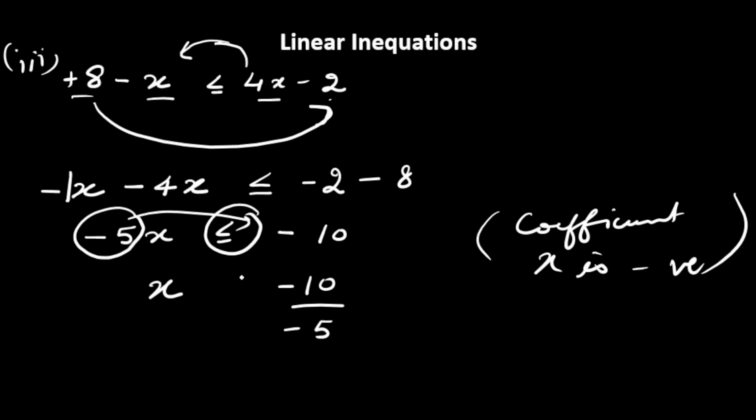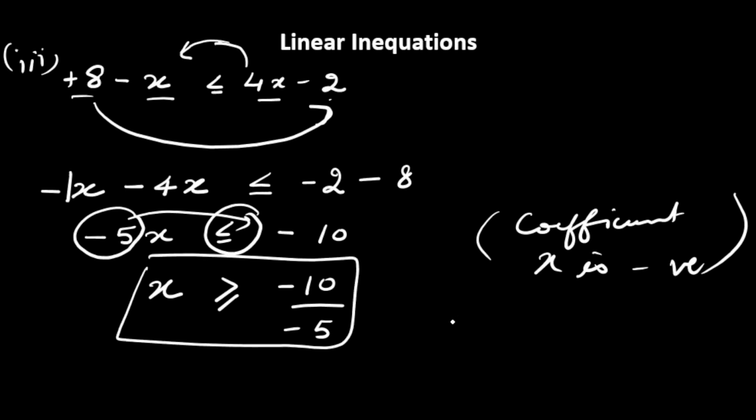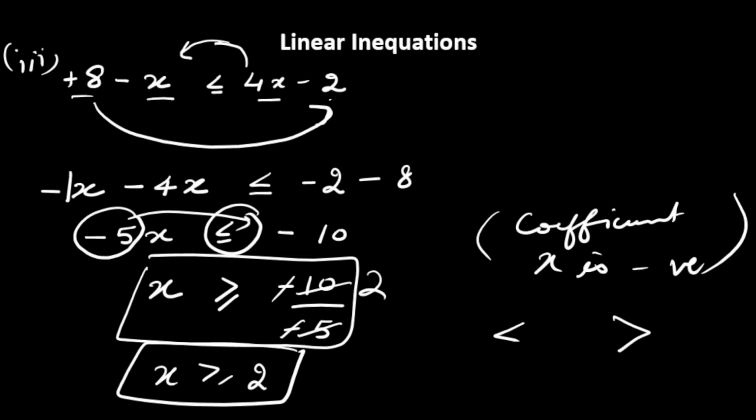the sign of inequality will get reversed. If I have less than or equal to, it will be changed to greater than or equal to. So this is the difference. If I have less than, it will be changed to greater than. So the sign of inequality will change whenever we shift a negative coefficient of x to the other side. So for this one, x is greater than or equal to 5 over 5, and 5 and 5 will get cancelled. After cancellation, this is the solution: x is greater than or equal to 2.